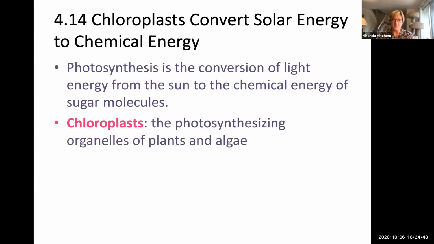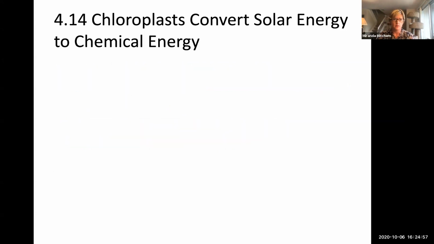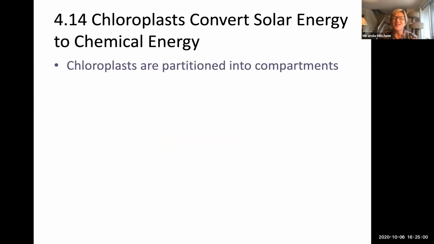So the chloroplast is the site of photosynthesis for plants and algae. So algae have a chloroplast, bacteria don't. Algae are eukaryotes, bacteria are not. Just like we saw with the mitochondria, the chloroplast has some pretty similar features. It has different compartments, which means different locations, different jobs, and those different locations can specialize their job.